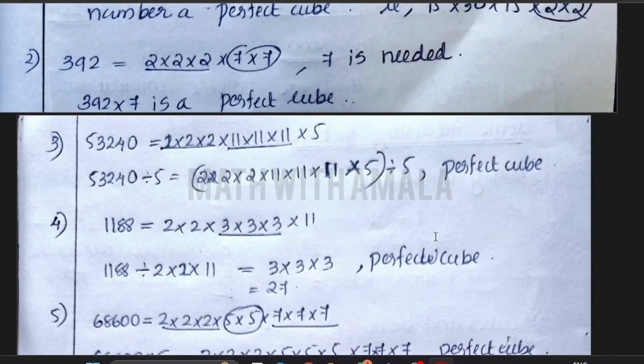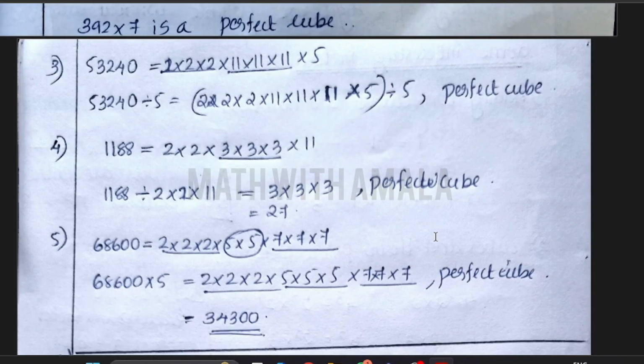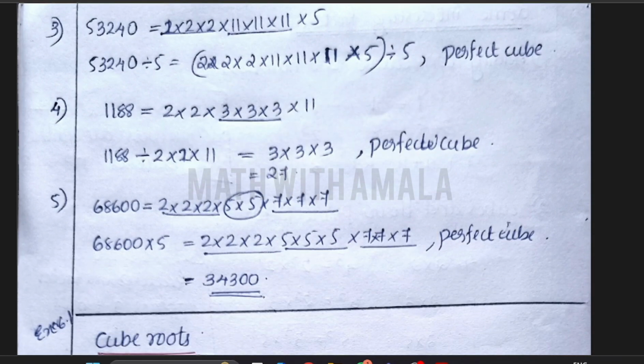Now for the next number, you have to multiply by 7. For 53,240, you have to divide it by 5 to get a perfect cube. For 1188, you have to divide it by 2 into 2 into 11, and then 27 will be a perfect cube. For 68,600, you have to multiply it by just 5, then you can get 343,000. So that's a perfect cube.